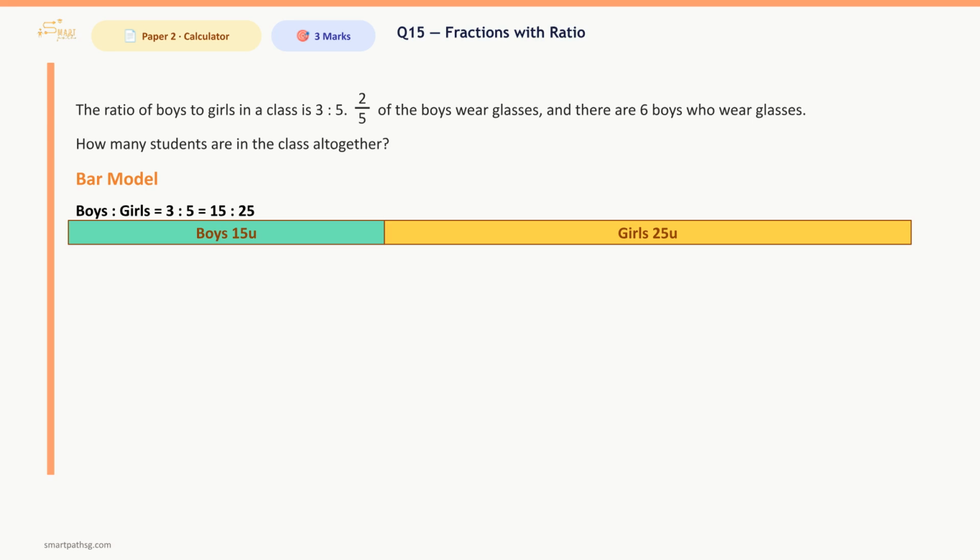Of the 15 units of boys, 2/5 wear glasses. That's 2/5 times 15, or 6 units. The question also tells us that the number of boys who wear glasses is 6. This information can be used to find the total number of boys.